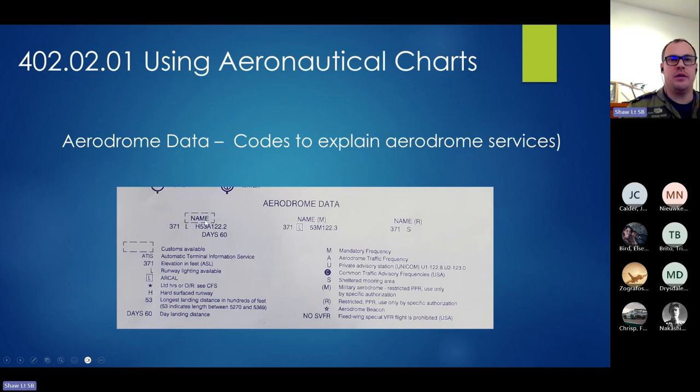Elevation in feet, so 371. So we can see this airport has customs. It's at 371 feet above sea level. It's got L, so runway lighting. RCAL, so the box around the L, that's on the second example. So name M371L. RCAL is radio controlled airport lighting.